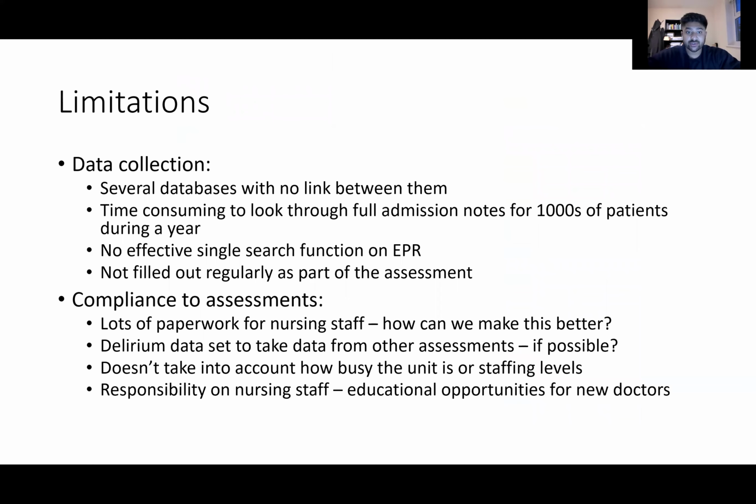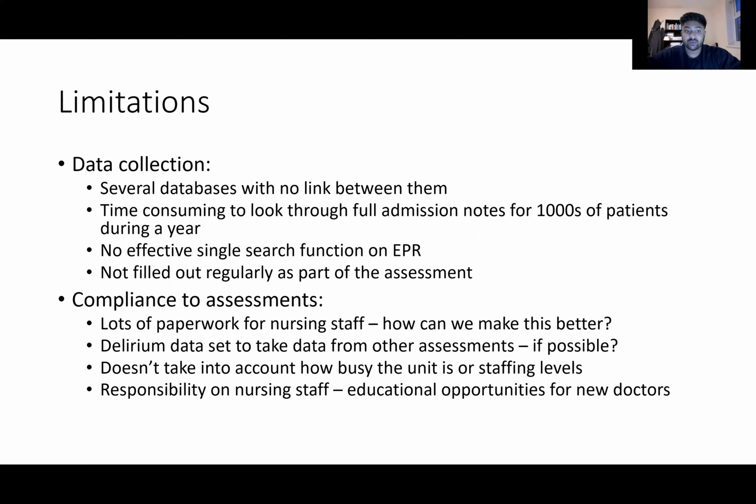Now, the limitations to this audit and data collection were that there were lots of databases with no link between them. It's quite time consuming to look through thousands of patients and look at the full admission notes during a whole year. And this was done by one person, which makes it even more difficult. There's no effective single search function on our electronic records, unfortunately. So this is something that I've raised and hopefully can be sorted out.